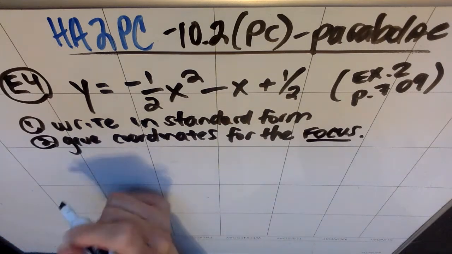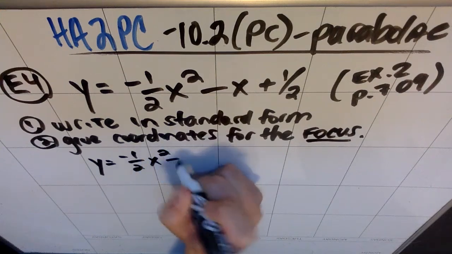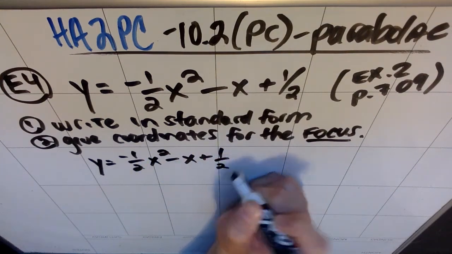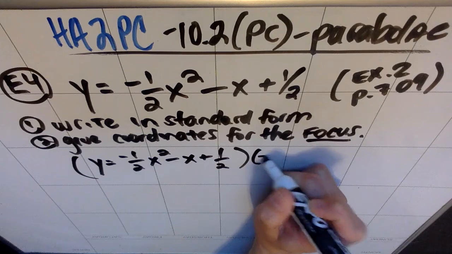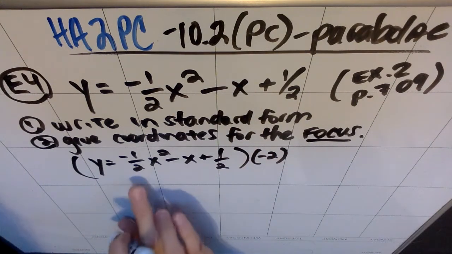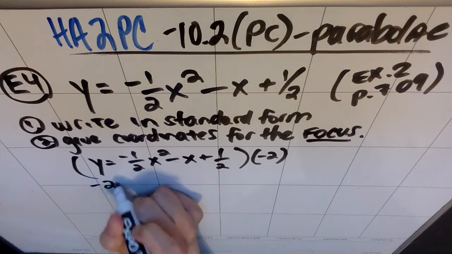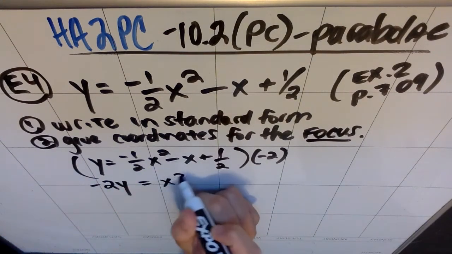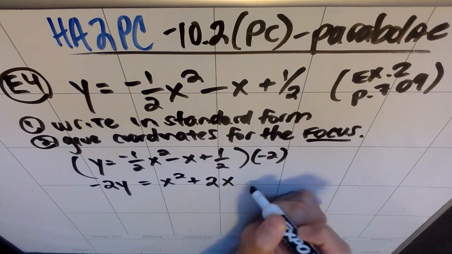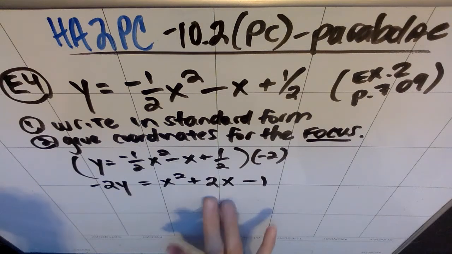x squared is negative. So what I'm going to do as a very first step, just to make my life a whole lot easier, is I'm going to multiply this entire thing by a negative 2. I picked 2 to get rid of the halves because I didn't want to deal with them, and I picked the negative because I don't love my negative leading coefficient, right? So what ends up happening is I get a negative 2y equals an x squared plus a 2x minus a 1, right? So I'm going to have to go ahead and complete the square on this.